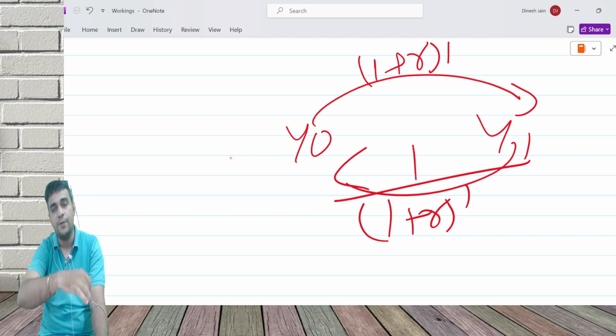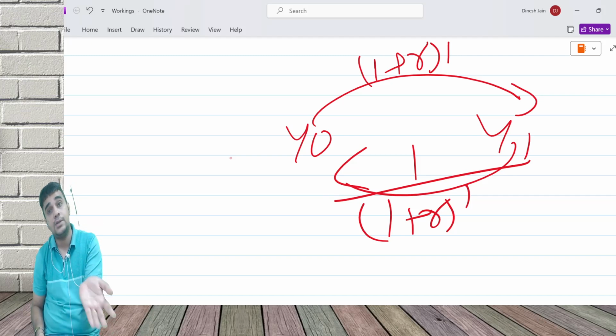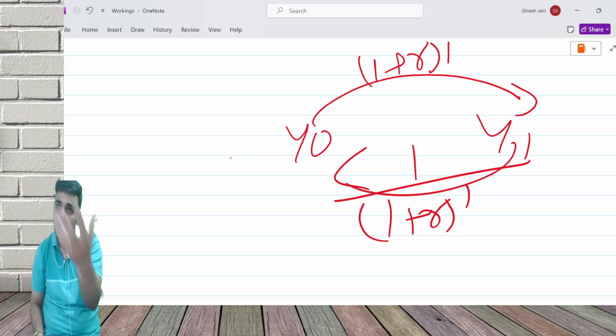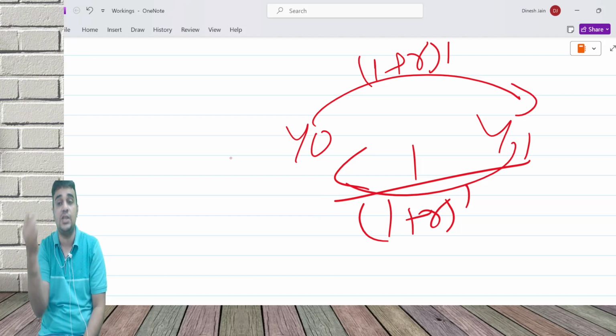If you're going from year 0 to year 1, 1 year compounding or 1 year discounting. Year 0 to year 2, 2-year compounding or 2-year discounting. So are we going from which year to which year? You will have to check.